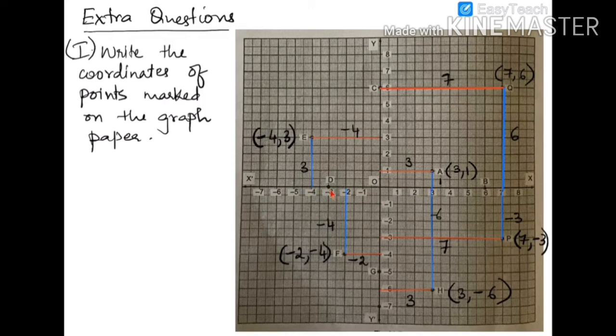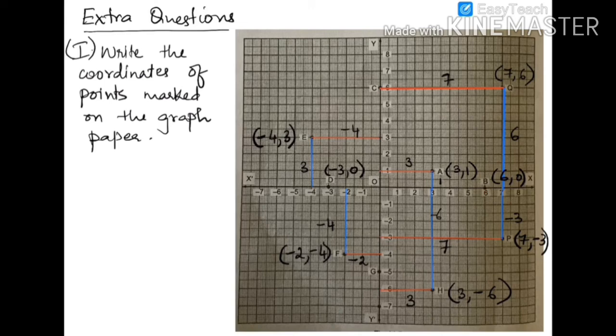Now we will mark the points that are on the x-axis. So here we have point D. A point which is on the x-axis will have its y coordinate 0. So from the origin you move minus 3 units on the negative x-axis. So this point D will have minus 3, 0 as its coordinates. Point B is on the positive side of the x-axis. So its coordinates will be 6, 0 as it is 6 units along the positive x-axis and the y coordinate will be 0.